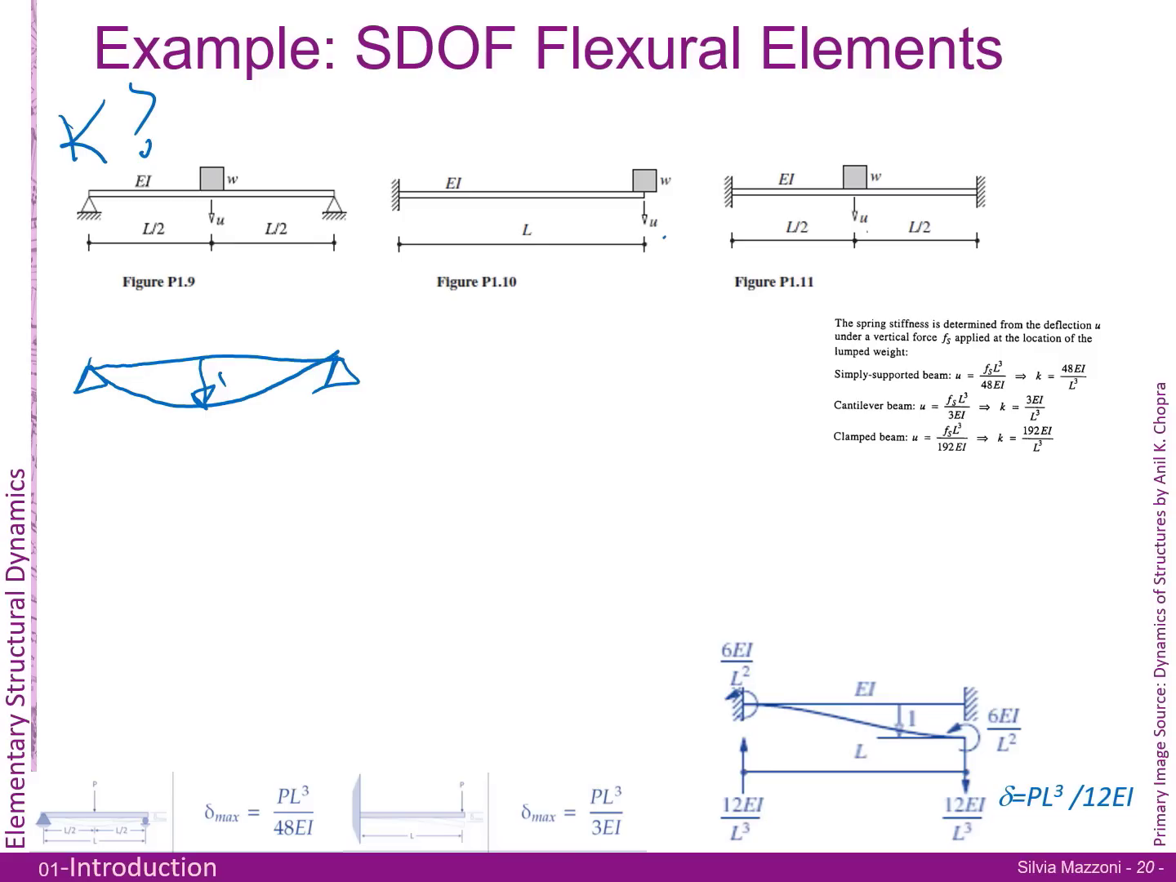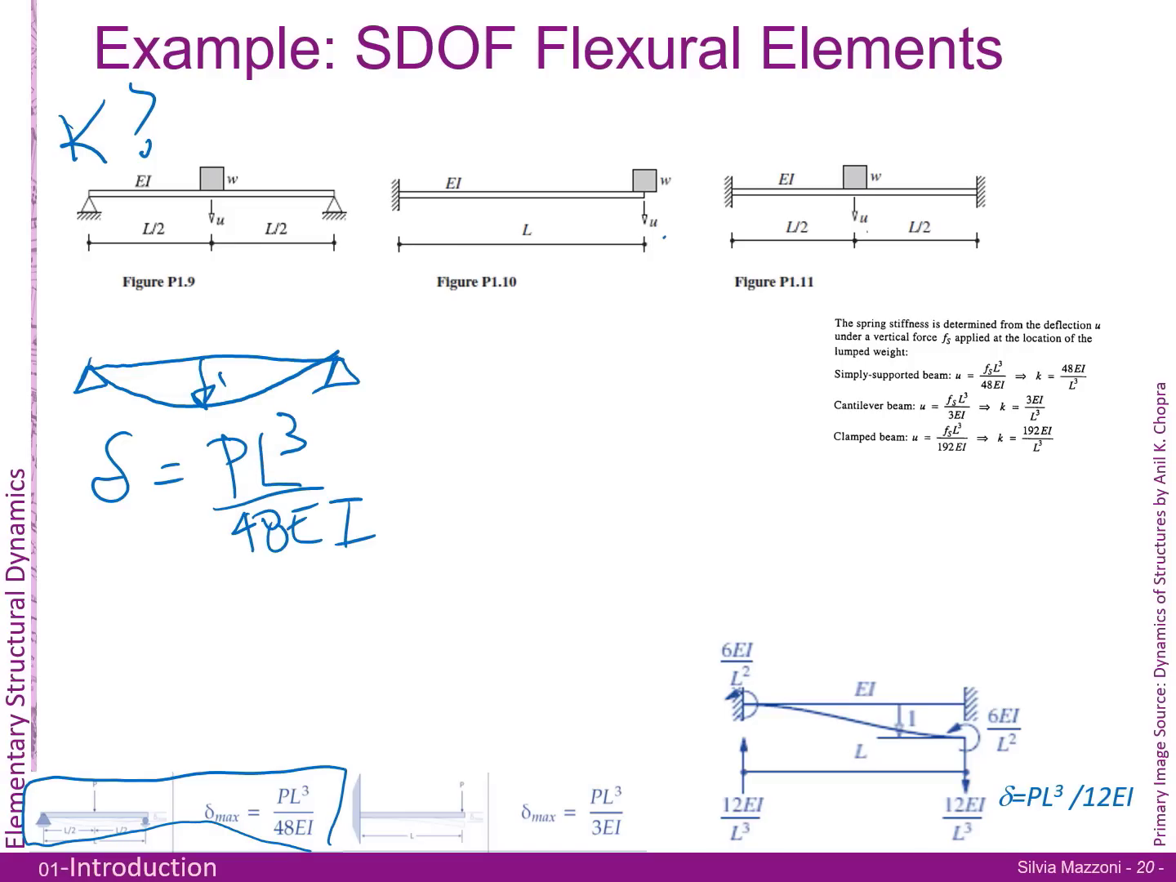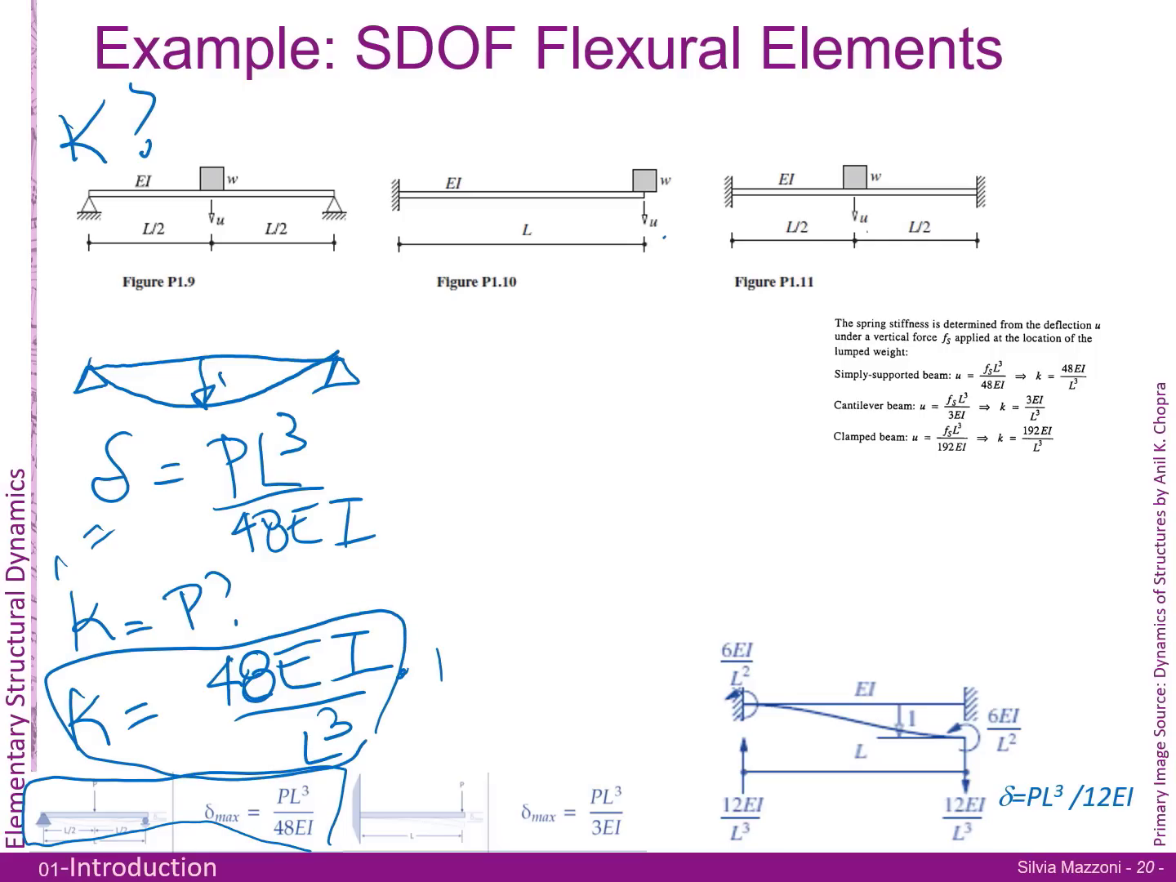Well, if we go back to, and I'm cheating here, delta is equal to PL cubed over 48 EI. Therefore, K is equal to, setting this equal to 1, and what is P? So P is equal to K, which is 48 EI over L cubed times delta, which is 1. So K is 48 EI over L cubed.